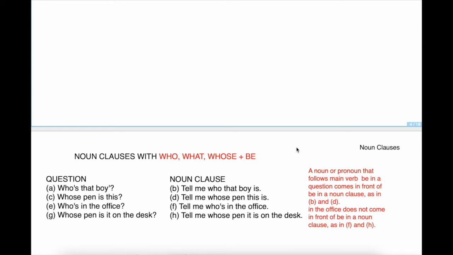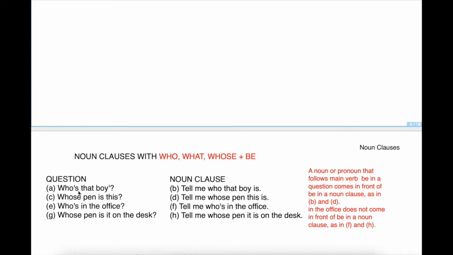Hello friends, and we continue to study noun clauses, and here in this course we'll see how we can use who, what, whose in noun clauses. Who, what, whose are the WH questions, or information questions. It's not the direct question.